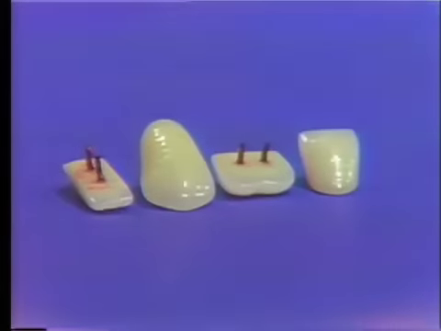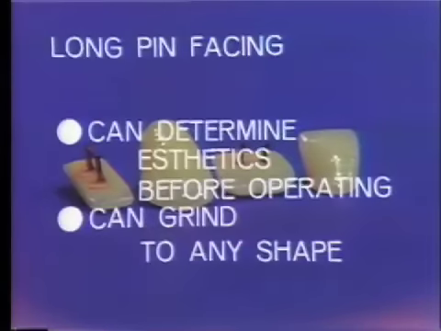To summarize the long pin facings and to just go through their main characteristics, they can be used in a manner which determines the aesthetics before operating. That is to say, these are prefabricated facings, and you can select the exact ones that are going to be used. They can be ground in and adjusted on a study cast. They can be tried in the mouth, and the aesthetics can be worked out before any preparations are done on the teeth themselves. Because they're made of vacuum-fired porcelain and are very strong and tough, they can be ground to any shape to fit into more difficult Pontic spaces.